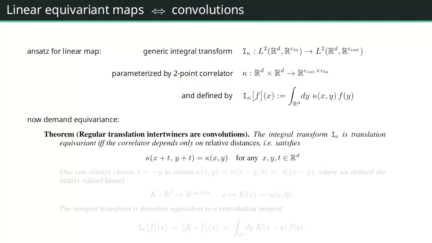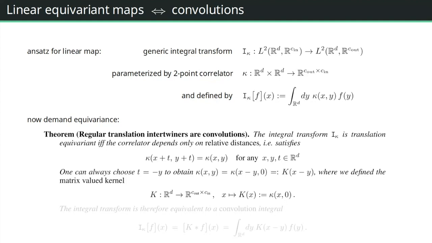If we take this linear map as an ansatz and then demand equivariance, we have a theorem which has several statements. The first one is that the integral transform is translation equivariant exactly if this correlator depends only on the relative distance of its two arguments. We have this kappa, which depends on x and y. But if we shift both x and y by the same amount, we need to get exactly the same value, which means that it only depends on the relative distance of x and y. Usually, for each pair x and y, you could have a different C_out times C_in matrix. But now we have this property that if we shift both x and y by the same amount, and we have the same relative distance, we need to get the same matrix.